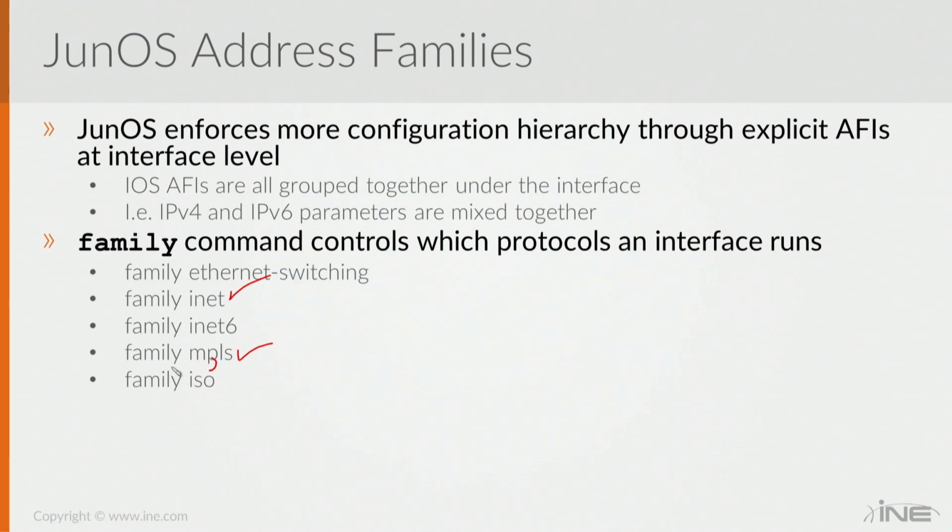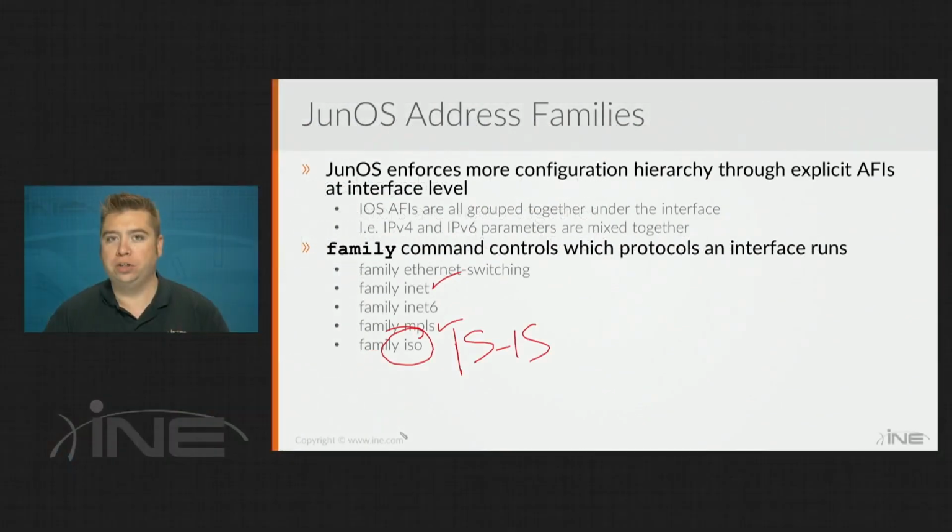Or in the case of ISO, if we're doing IS-IS routing, we would need to enable the ISO NSAP address, which is the network entity title, essentially the router ID for the IS-IS process.